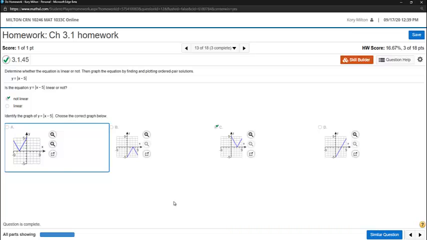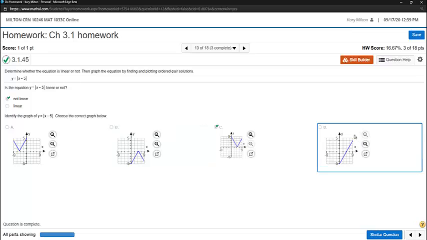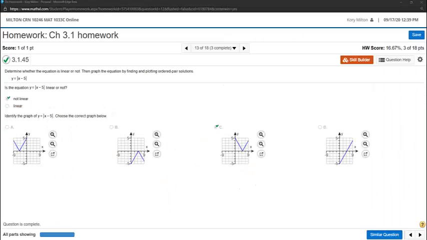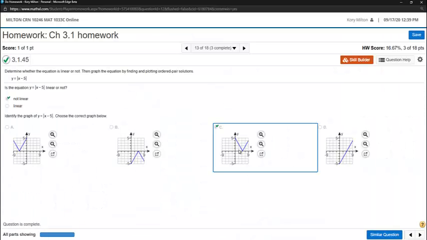So I know it's not A. It's not B because I need 0, 5. There is no 0, 5 here. I know it's not D because D is a line, and also there's no 0, 5. So I'm looking at C. Okay, so C has 0, 5, and C also has 1, 4. It does, sorry. 1, 4. So it is C.